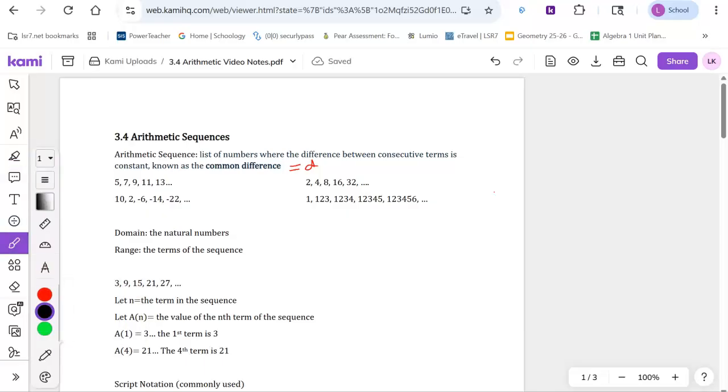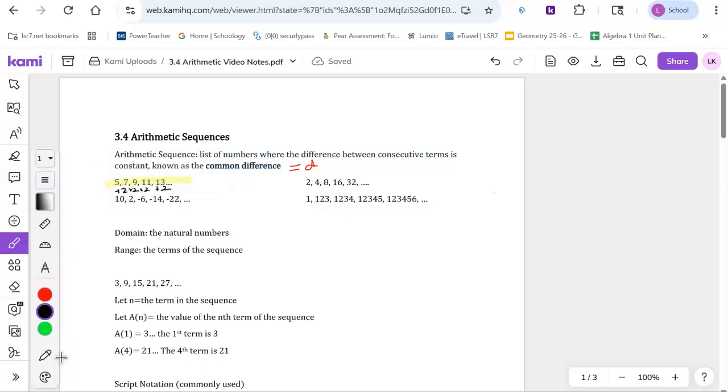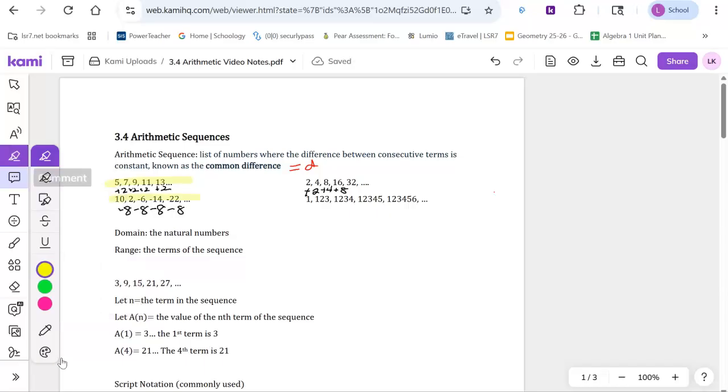So looking here, I'm going to say, okay, you add 2, add 2, add 2, and add 2. So this would be an arithmetic sequence because you add 2. If I go to this one, it looks like I'm adding 2, I'm adding 4, I'm adding 8. This would not be arithmetic. This one, I'm subtracting 8 each time, which means it is arithmetic. And on this one, I'm adding all different big numbers, so that's not.